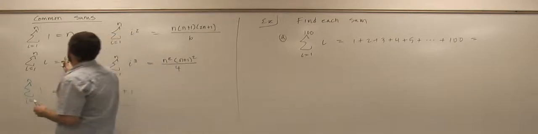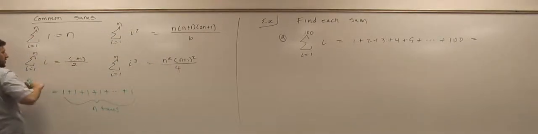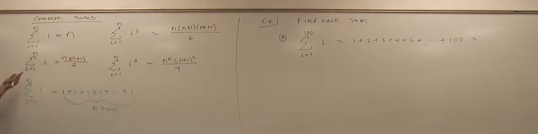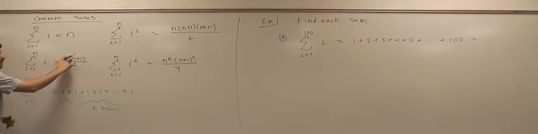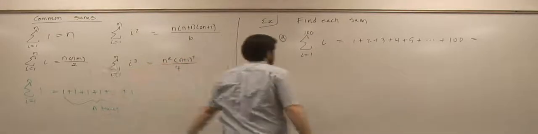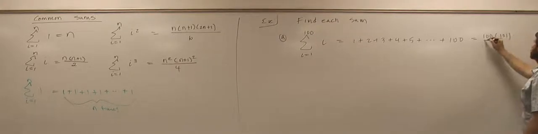This should be n's. I is an index. I change this all the time. So you can just plug it in with n equal to 100. You plug n equals 100 into this formula here, and you get 100 times 101 over 2.